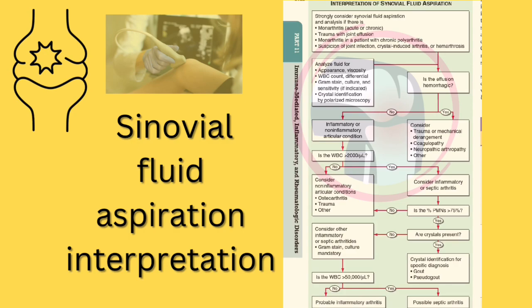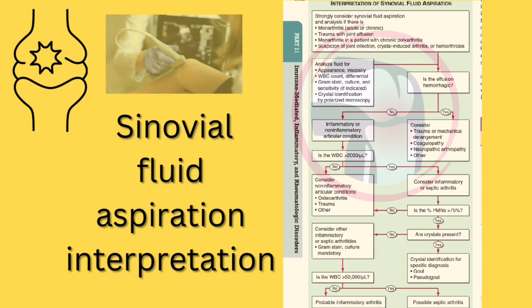But after aspiration, grossly we will have to look macroscopically at whether it is hemorrhagic or not. If it is hemorrhagic, we can think it is due to trauma or mechanical derangement, or it may be due to coagulopathy, like the patient may be a case of hemophilia. There may be a condition like neuropathic arthropathy that can lead to hemorrhagic joint fluid effusion.